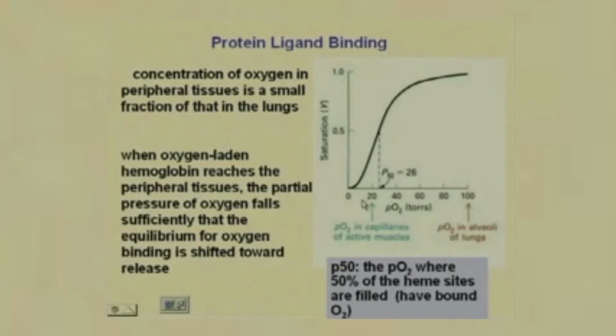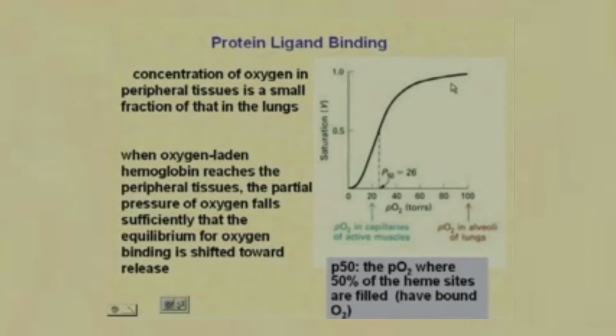But as we increase the amount of oxygen, this is measured in terms of the partial pressure of oxygen. As you increase the partial pressure of oxygen, when you reach the lungs, you will have 100% saturation. Now, the way this is measured is, we measure something called P50. P50 is the partial pressure of oxygen where 50% of the heme sites are filled. What does that mean? That means in myoglobin, you have just one heme site, right? So, it's either filled or it's unfilled.